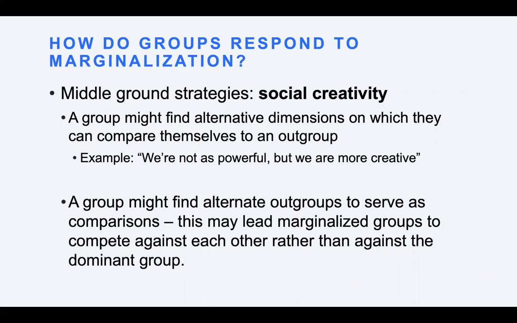So a group might find alternative outgroups to serve as comparisons, and this may lead marginalized groups to compete against each other rather than against the dominant group. So this may lead one negatively evaluated group to say, oh, well, we may be bad, but we are better than this other negatively evaluated group. So this is considered a middle ground strategy because it's not a long-term solution.